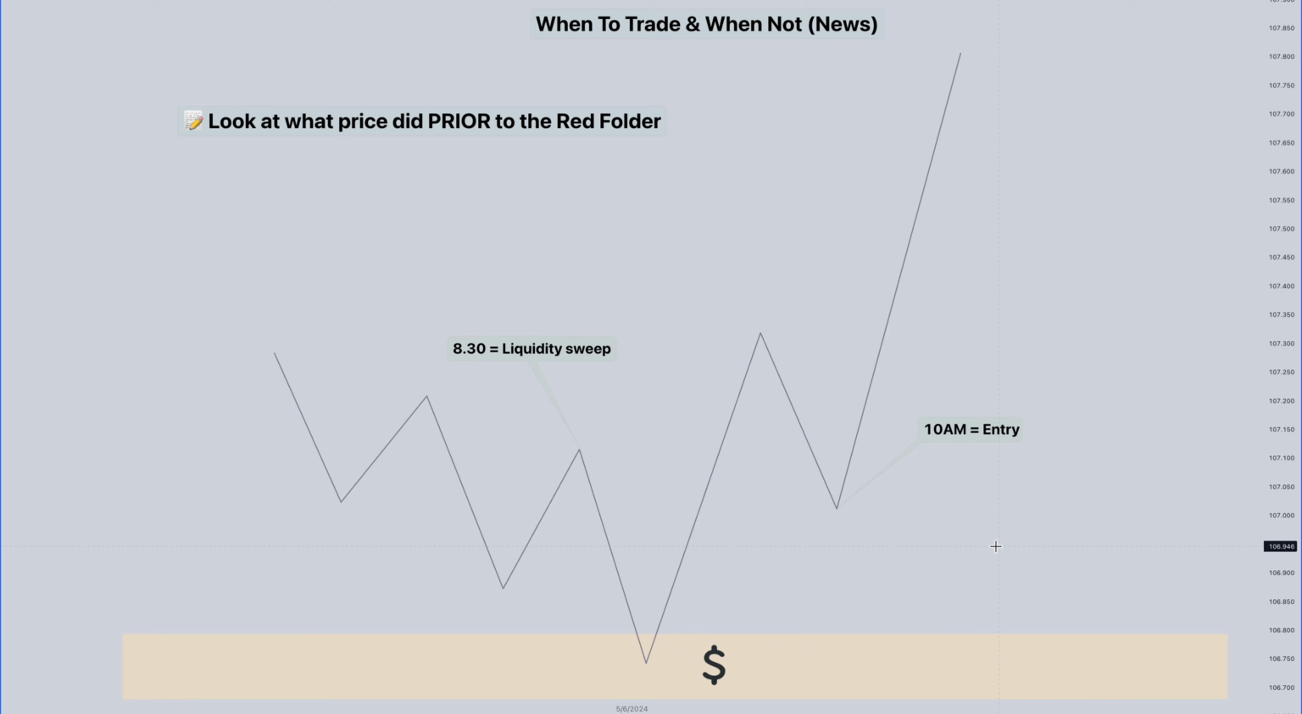And third, there's also a situation where you have two red folders during your New York AM session. Then you can expect that 8:30 is probably going to be the manipulation, so the liquidity sweep, and the 10 a.m.